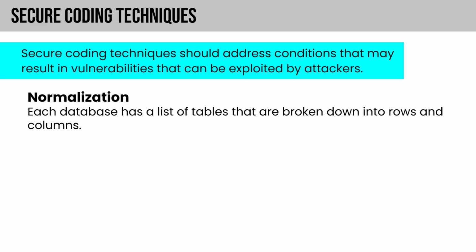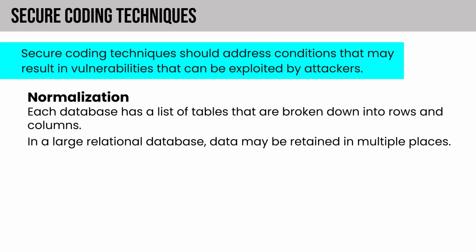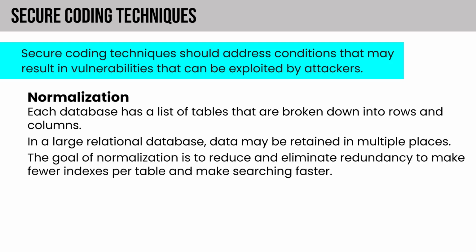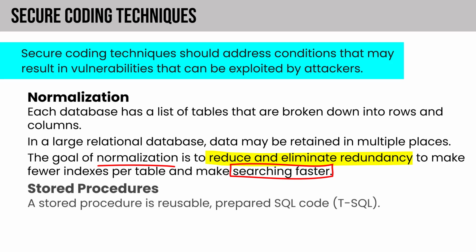custom applications. So normalization is a database concept. Each database has a list of tables that are broken down into rows and columns. And in a large relational database, data may be retained in multiple places. There's some duplication. The goal of normalization is to reduce and eliminate redundancy to make fewer indexes per table and make searching faster.